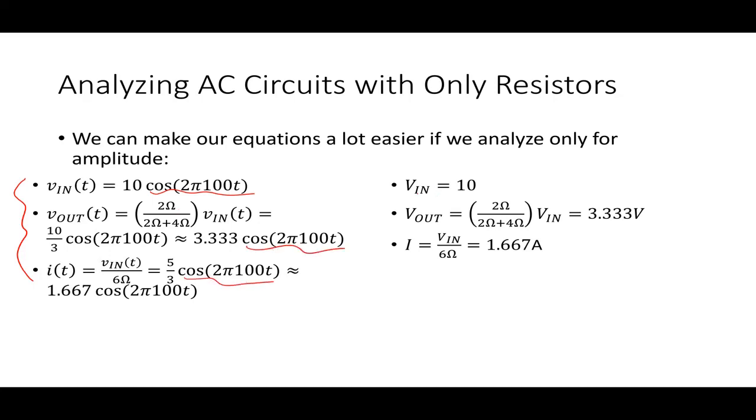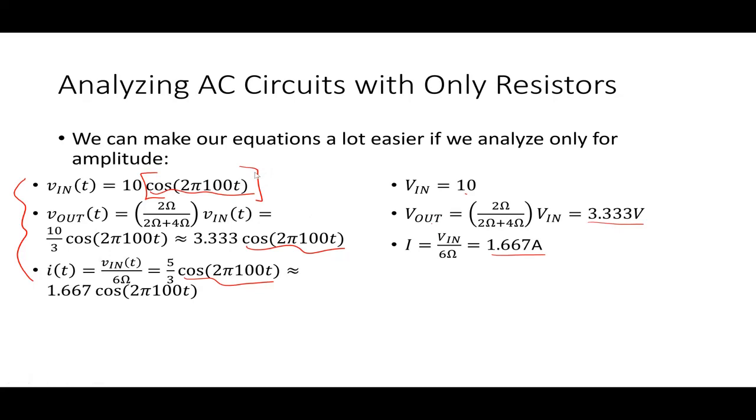I basically could say, well, what's the amplitude of the input? It's 10 volts. Well, the amplitude of the output, I just do analysis like I would in DC circuits, and I figure out that the amplitude of the output is 3.33, and then the amplitude of the current is 1.667 amps. If we then asked you to give us the true waveform, you would just take the waveform that's in the input and multiply that by whatever I found for the amplitude. That's my answer.